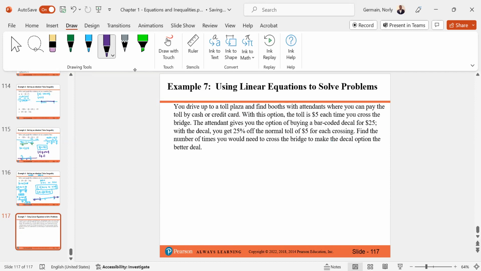Remember, we had something like that in the previous section, so we know what it is. Now you just need to express the solutions as inequalities, right? For how many times you would need to cross the bridge, which option would be better? Let you enjoy this one and bring me some solutions to it.